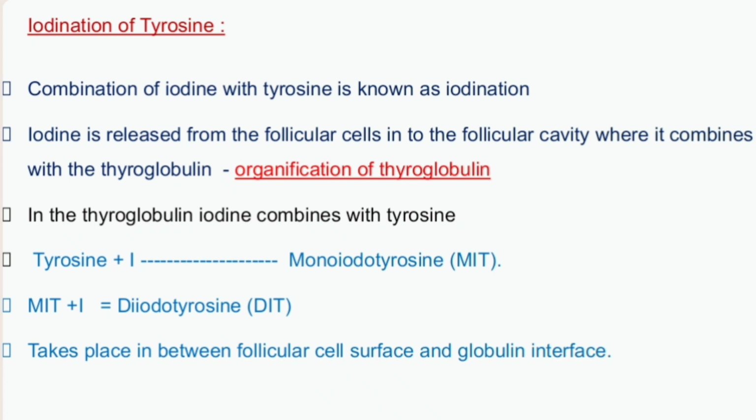The reduced iodide form is converted to the oxidized form. Now this oxidized iodide has to be incorporated into tyrosine. This incorporation of iodide into tyrosine is known as organification of iodine. So organification of iodine is nothing but the incorporation of the iodide, which is in oxidized form, into tyrosine.